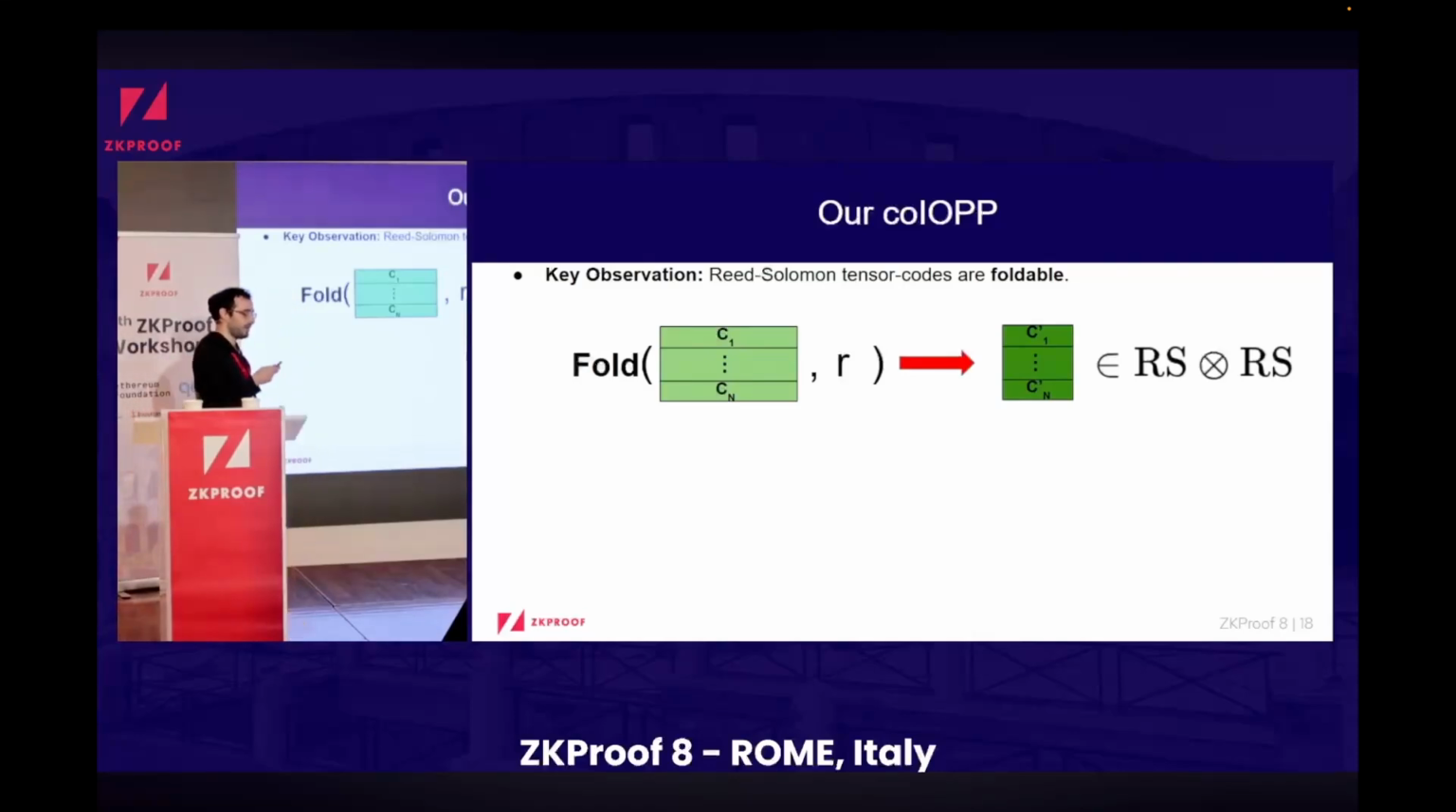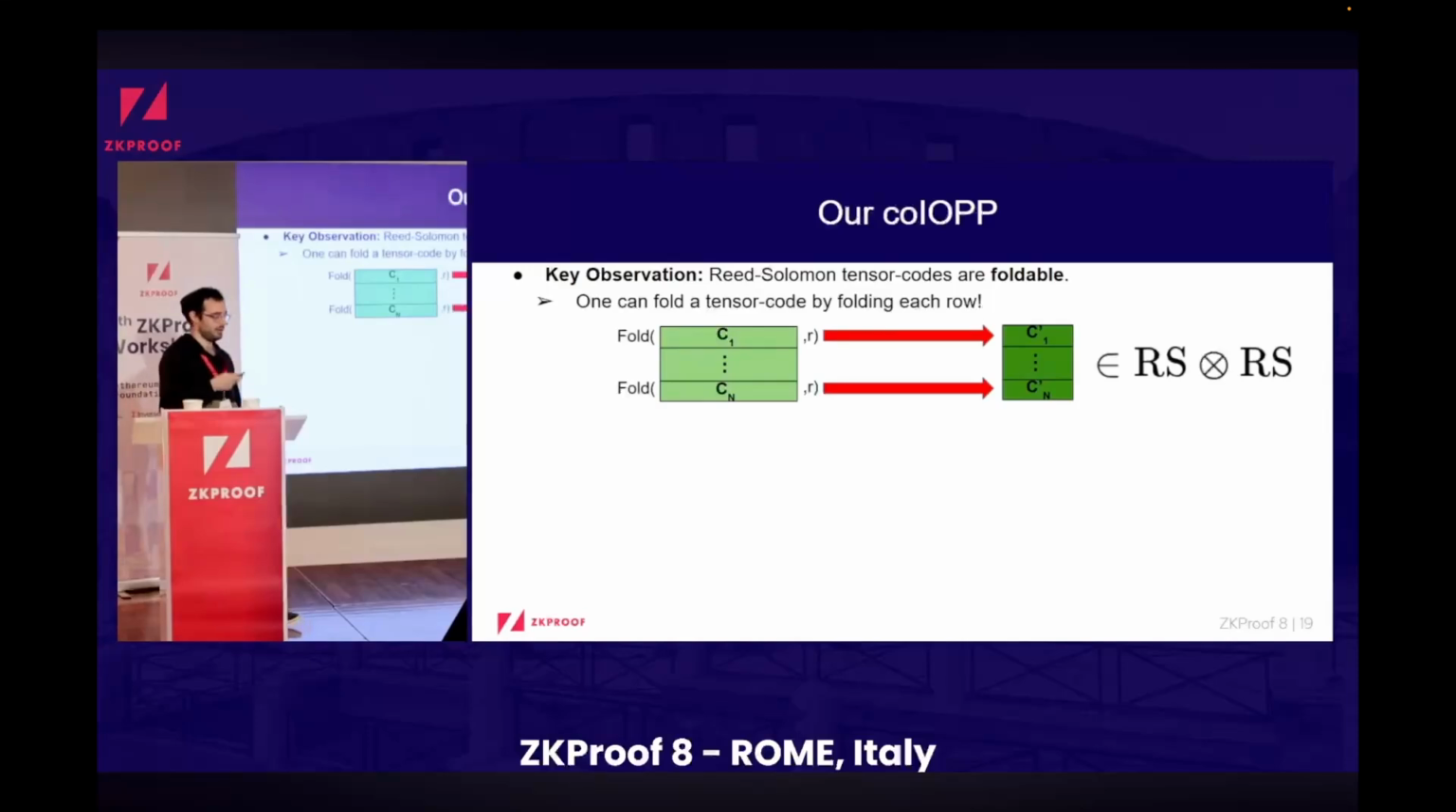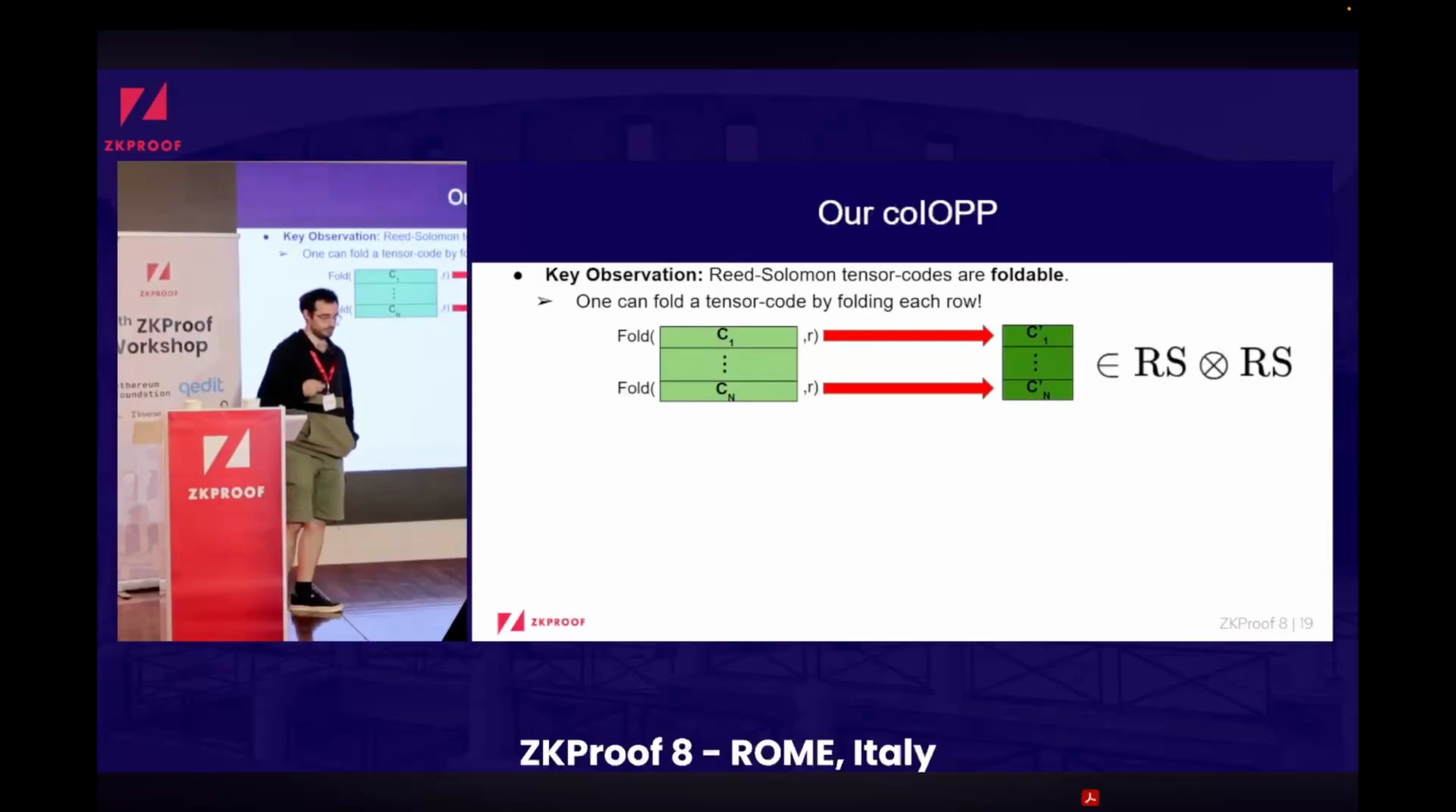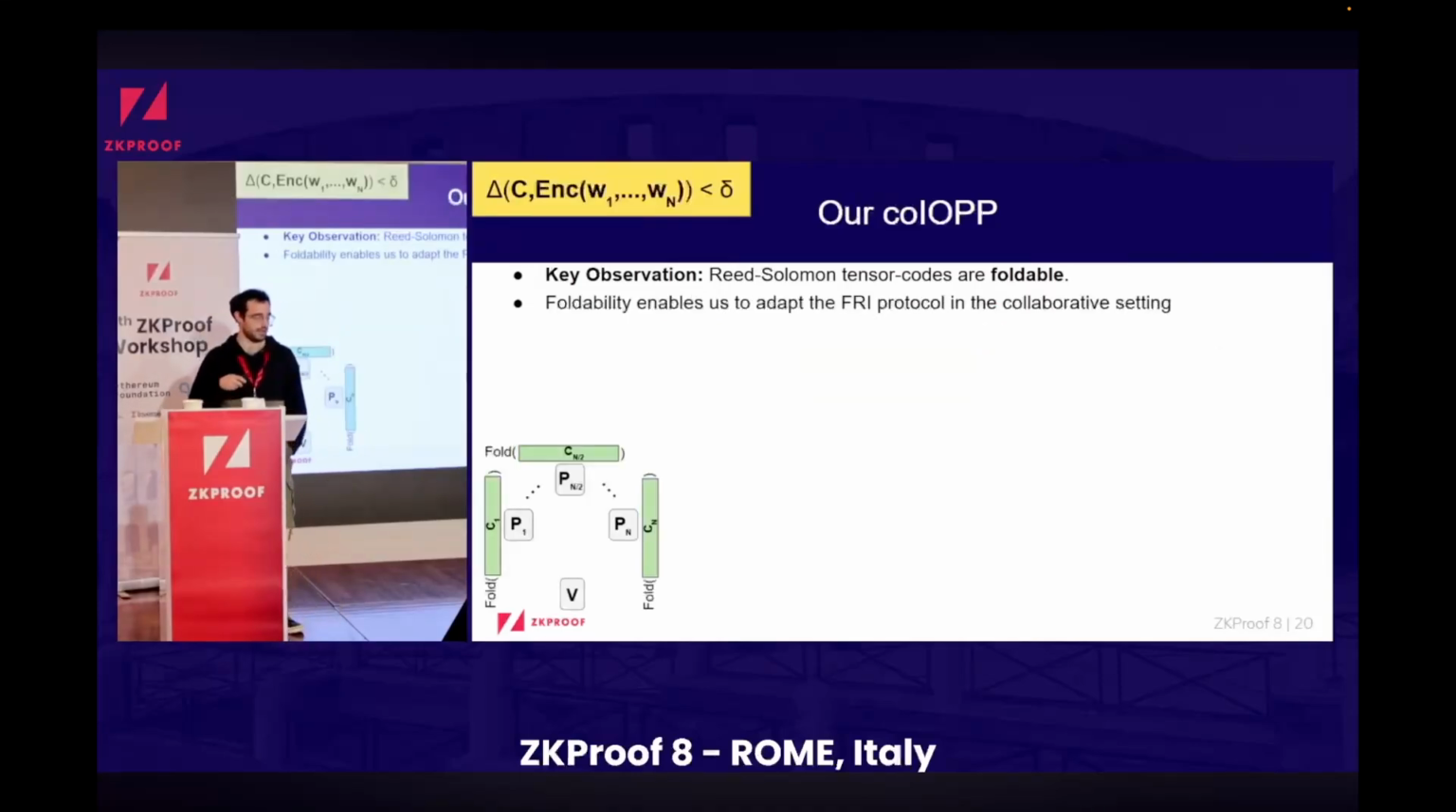There are many ways to construct this folding functionality, by folding the rows, the columns, or both. In this work, we use the folding algorithm for Reed-Solomon codes to encode each row of our tensor code. And this enables us to adapt the FRI protocol over Reed-Solomon tensor codes in the collaborative setting.